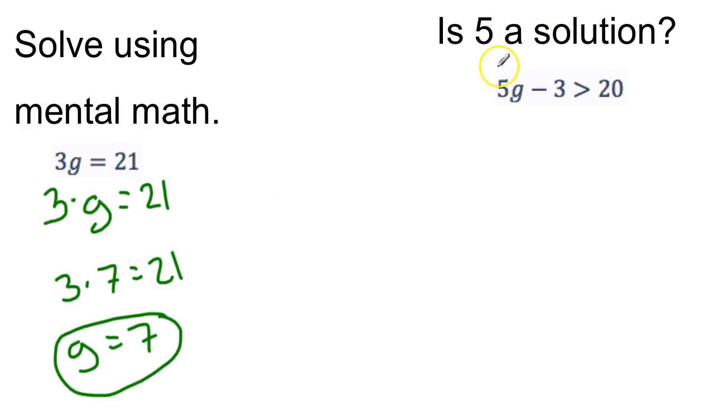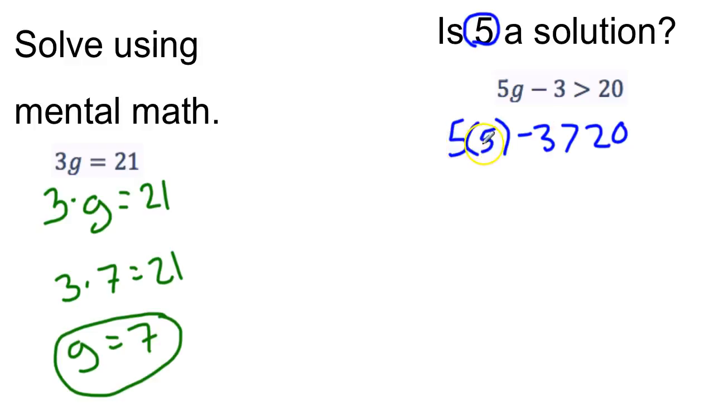This one over here, is 5 a solution? What I have to do is take 5, plug it in for this g, simplify, and see if this is a true statement. So I'm going to do that now. 5, instead of g, I'm going to put this 5. Then I copy everything else. Minus 3 is greater than 20. Now I need to simplify.